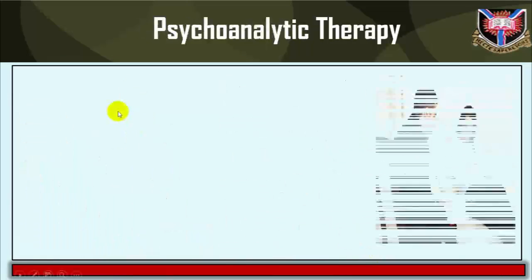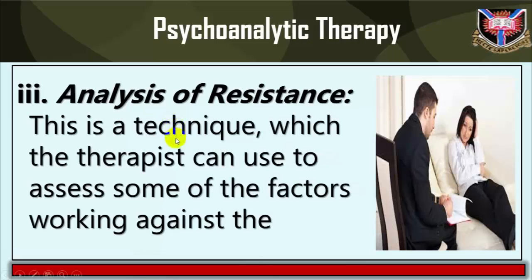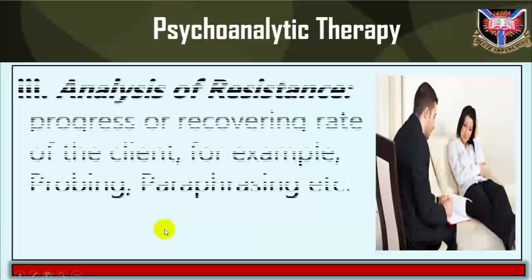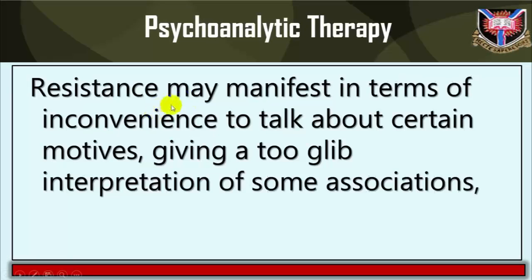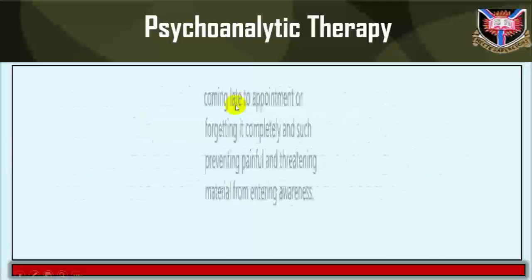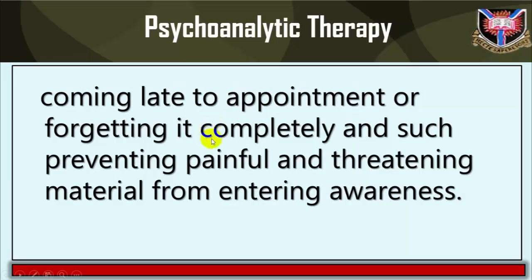3. Analysis of resistance. This is a technique which the therapist can use to assess some of the factors working against the progress or recovery rate of clients. For example, probing, paraphrasing, etc. Resistance may manifest in terms of inconvenience in talking about certain motives, giving glib interpretations of some associations, coming late to appointments or forgetting them completely, and such, preventing painful and threatening material from entering awareness.